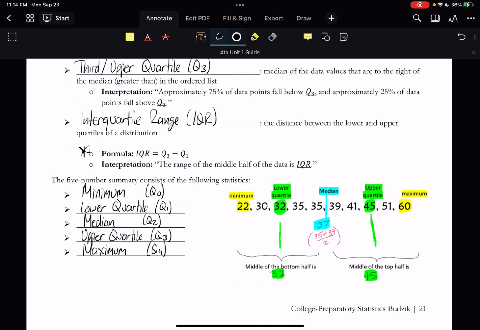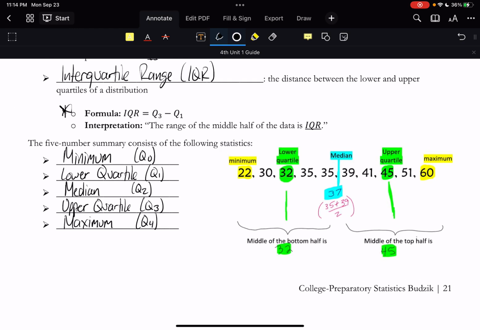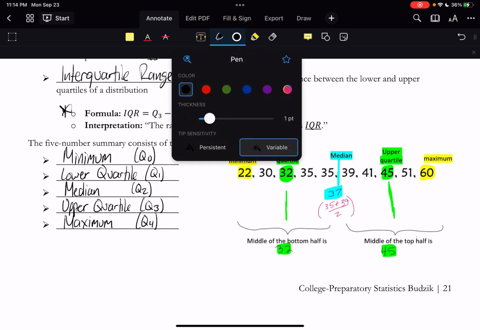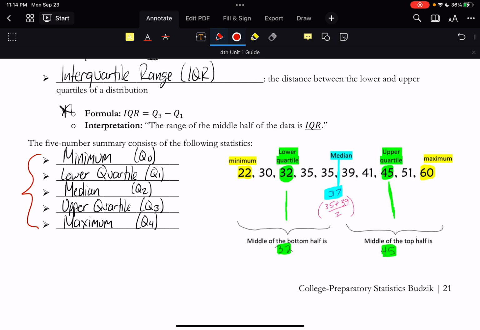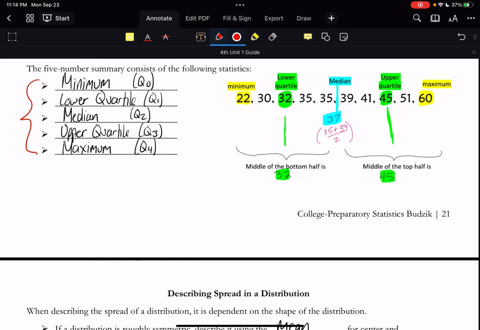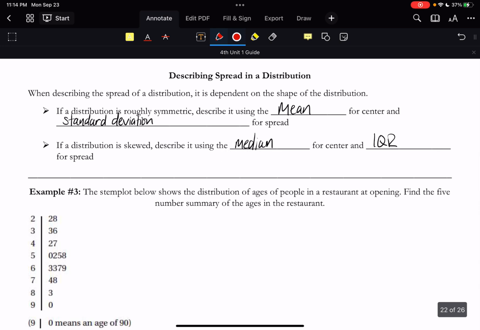So the 5-number summary, shown here with an example of how it works, is these 5 statistics. The minimum, sometimes referred to as Q0, the lower quartile Q1, the median is Q2, the upper quartile is Q3, and then the max, which might sometimes be called Q4. What these 5 numbers do is give us these quartiles, so it gives us 25% of the data between these 5 numbers.